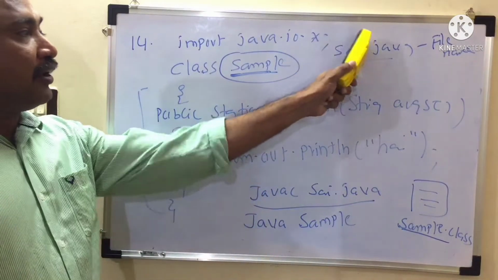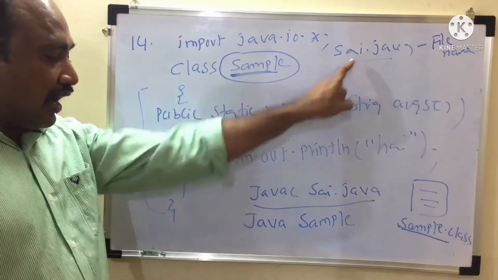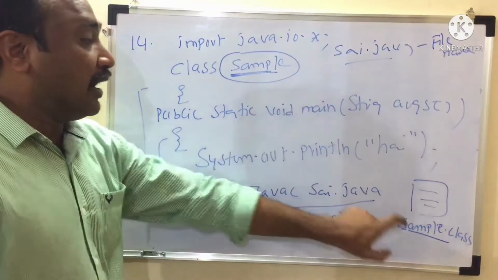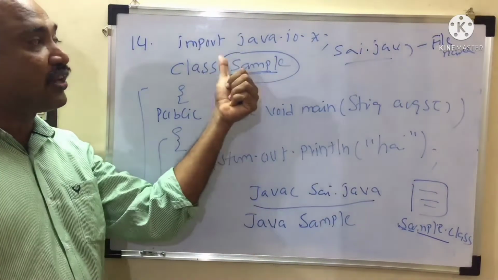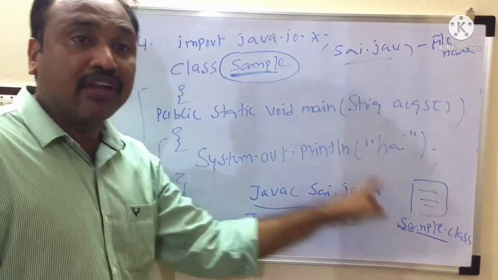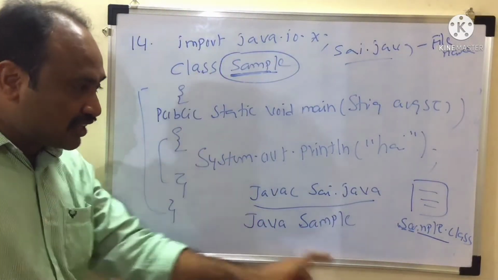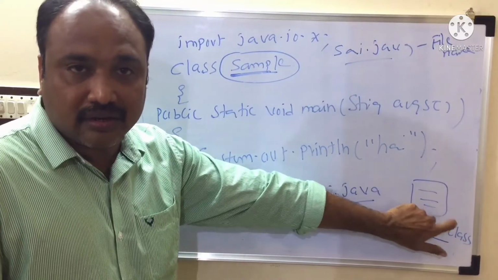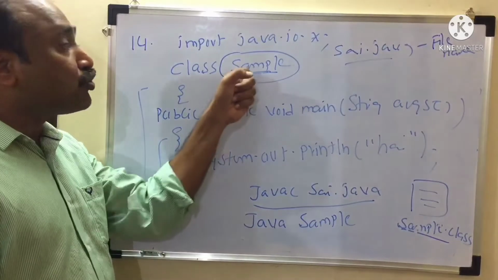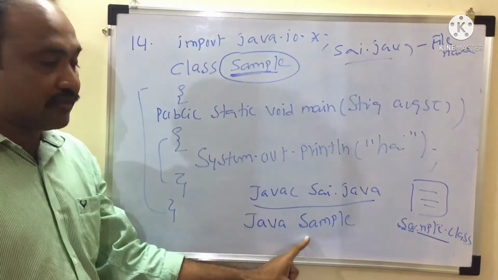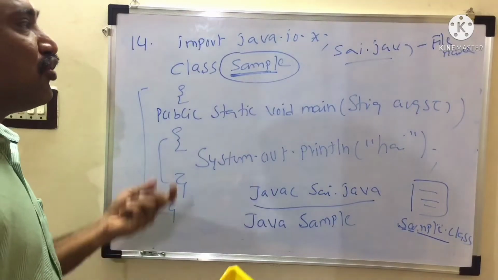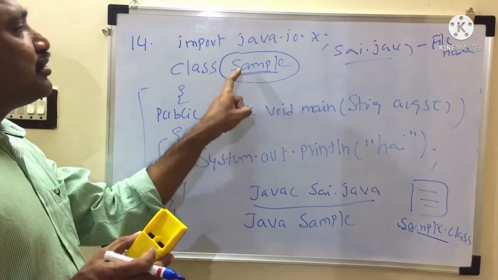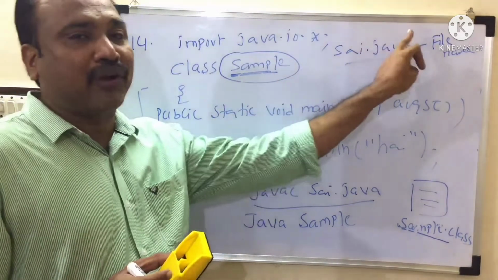Suppose your file name and class name are different, use the file name to compile the program. Use the main class name to run. Sir, if I have different classes, which class name do I have to use to run? The main class name. If I have n number of classes, n number of .class files are created, and the byte code of all those classes is stored. But while running, you have to use the main class name. Java, what is the main class name? Sample. That's why there should not be any ambiguity. Most people will say the main class name is sample, so please save it as sample.java.